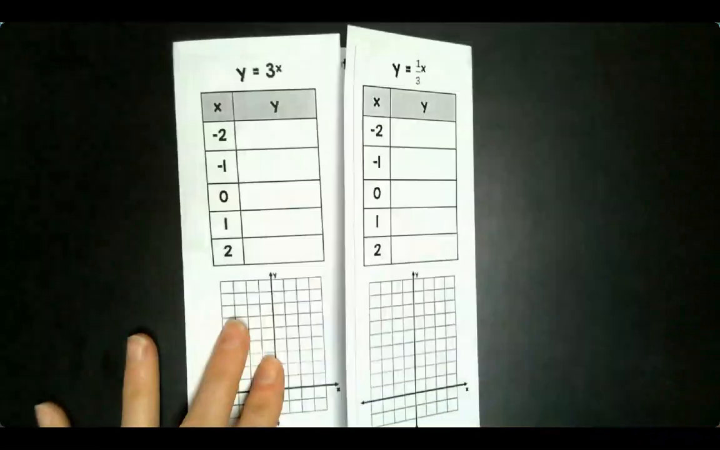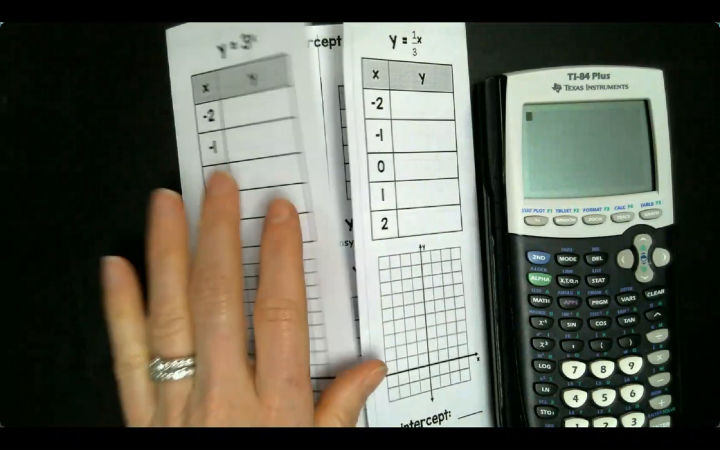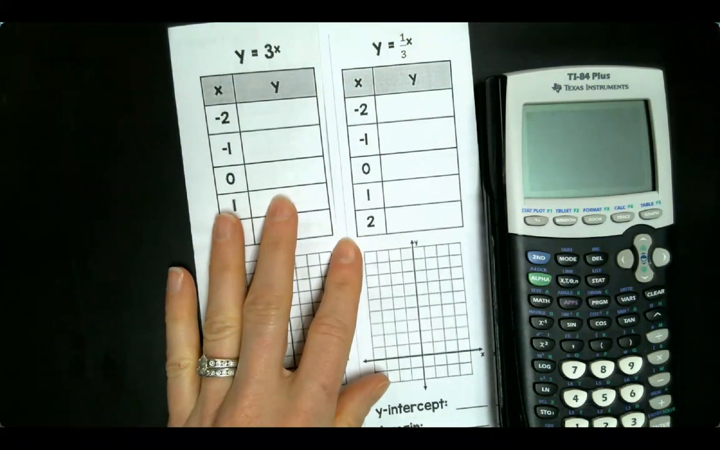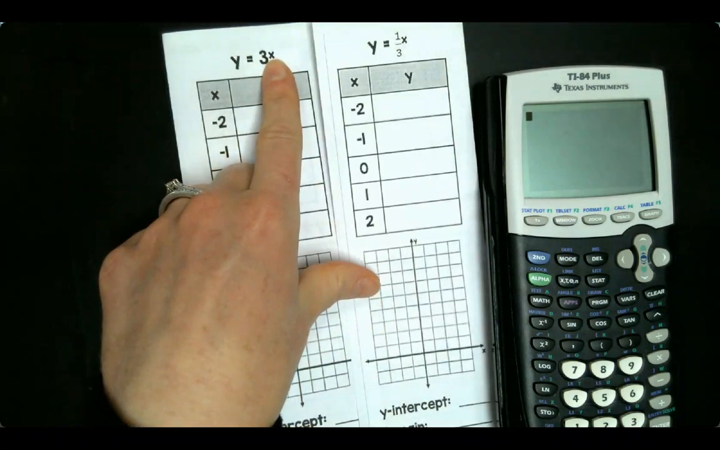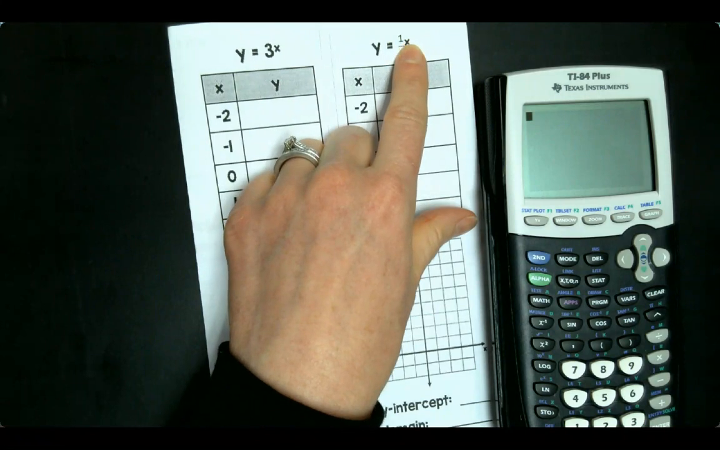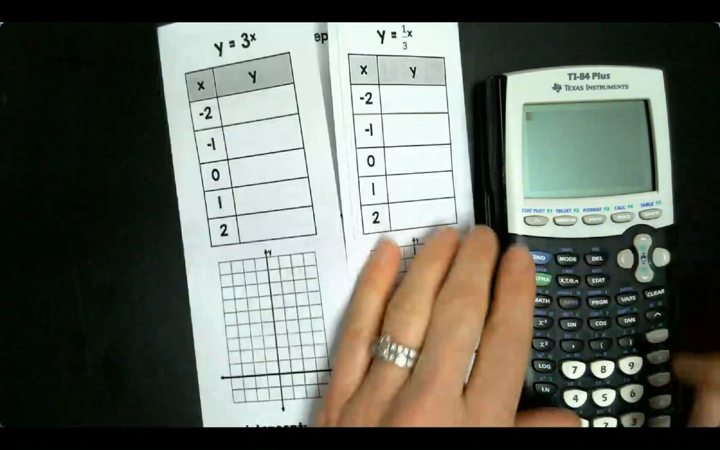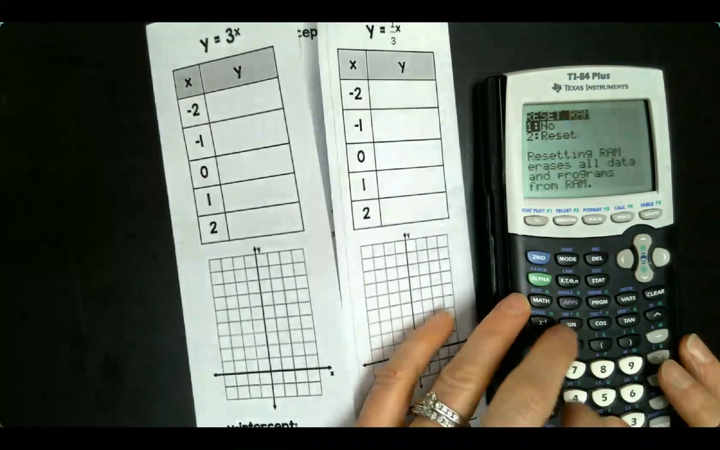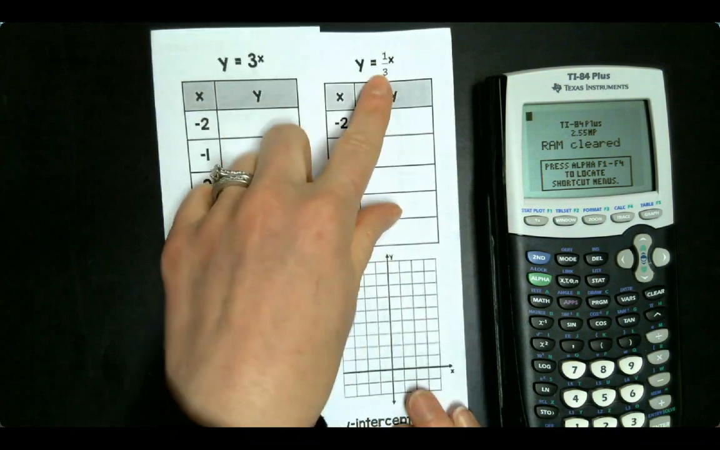This is where we're going to need our calculator. Remember, these are exponential functions. So the x is the exponent. Don't put 3x. Put 3 to the power of x. Put 1/3 to the power of x. So go to clear out your memory. Second plus 7, 1, 2 on your calculator. I'm going to put this in.